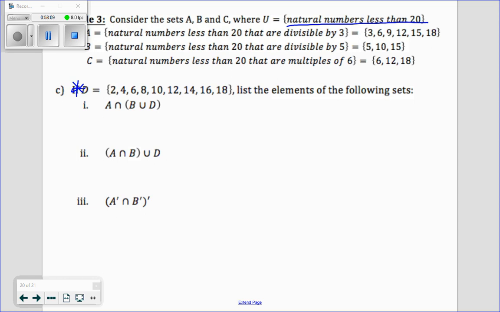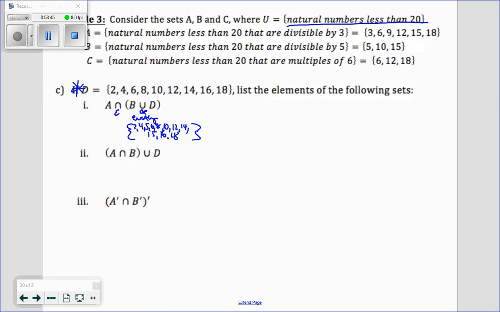Okay, so just like with BEDMAS, start with your brackets. So this means B or D. So B or D means everything. So what is everything between B and D? Oh, geez. It's 2, 4, 5, 6, 8, 10, 12, 14, 15, 16, and 18. That's what B or D is.